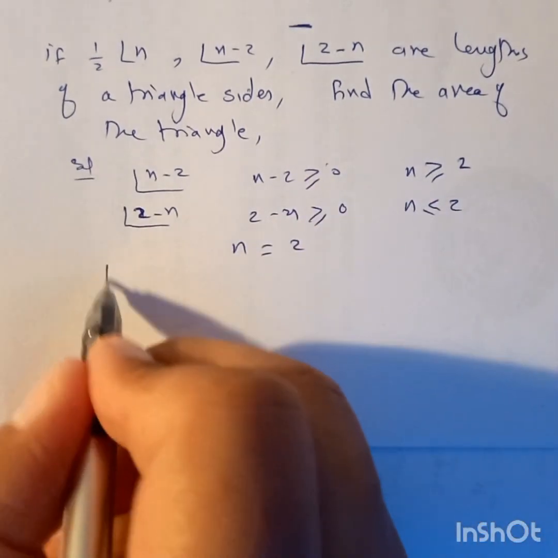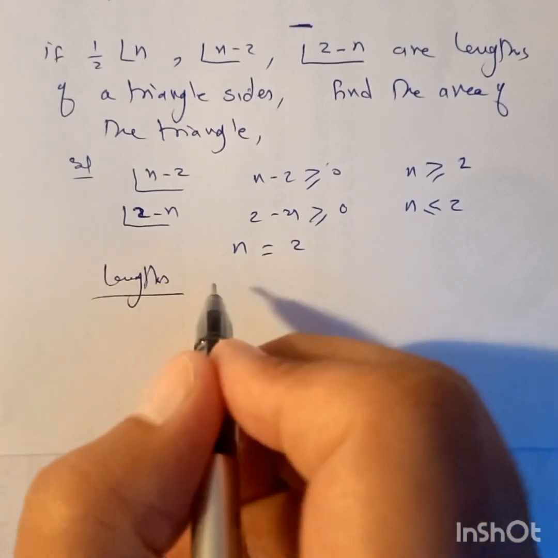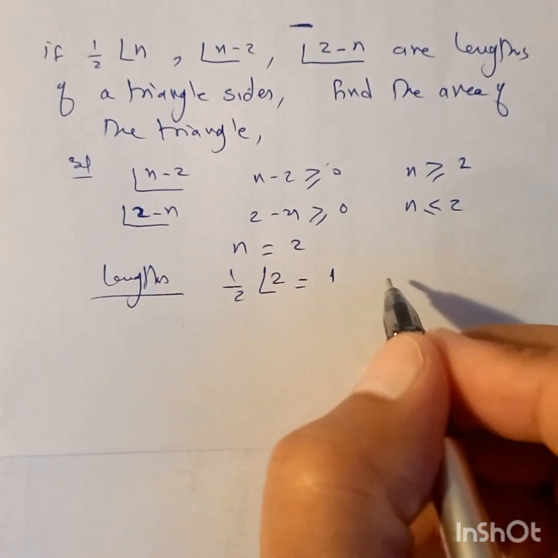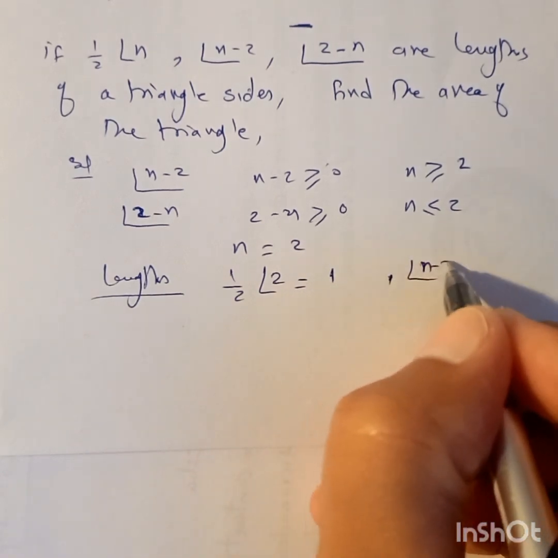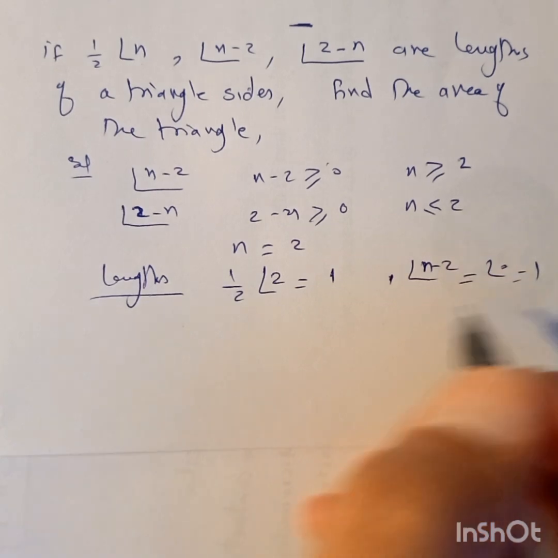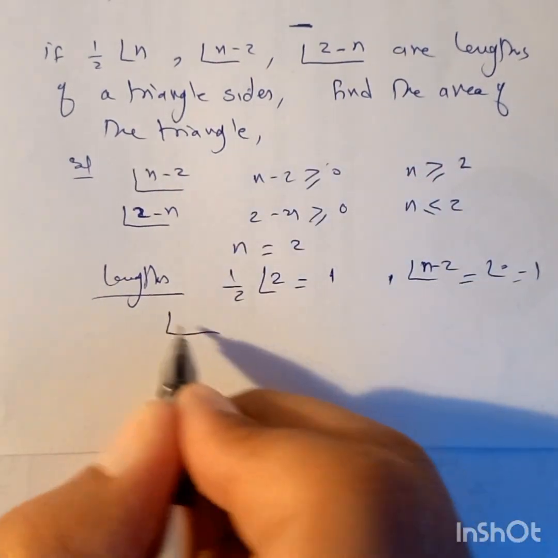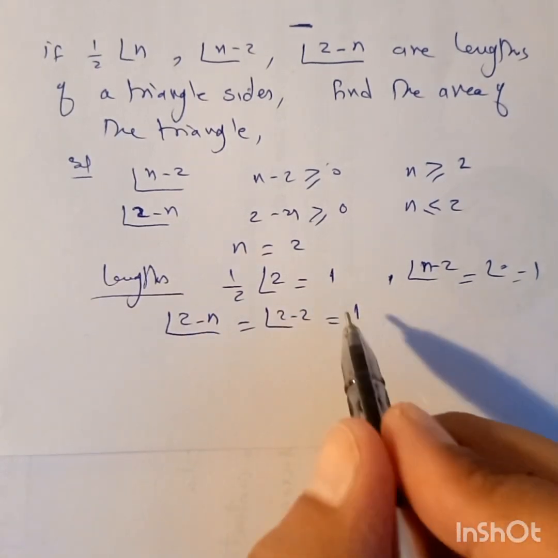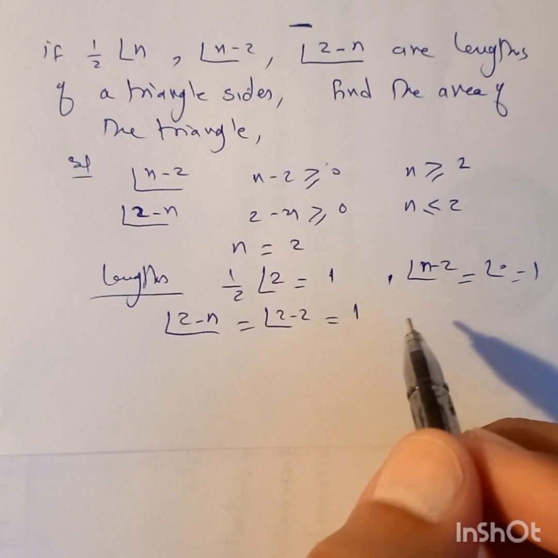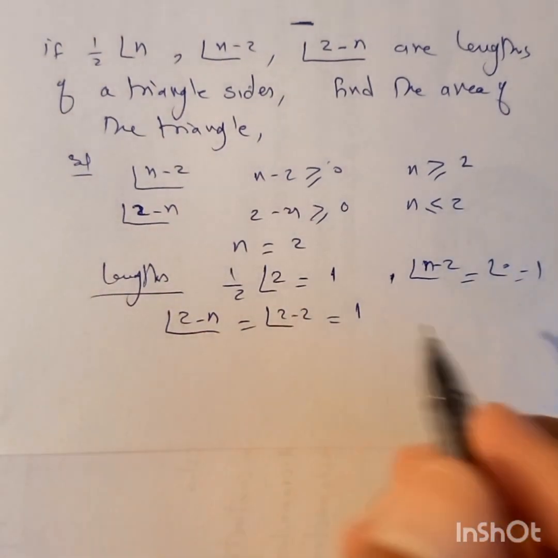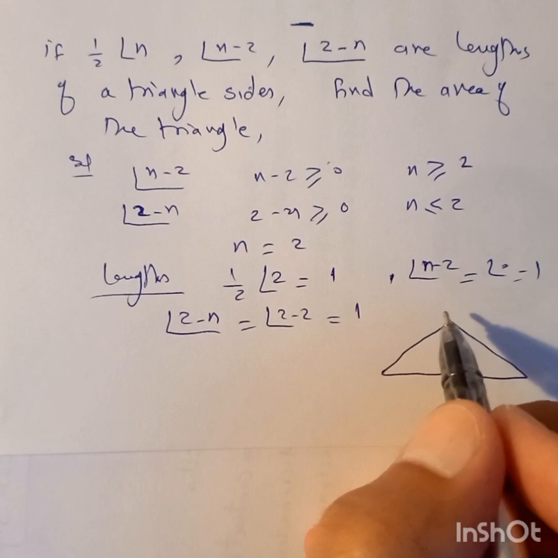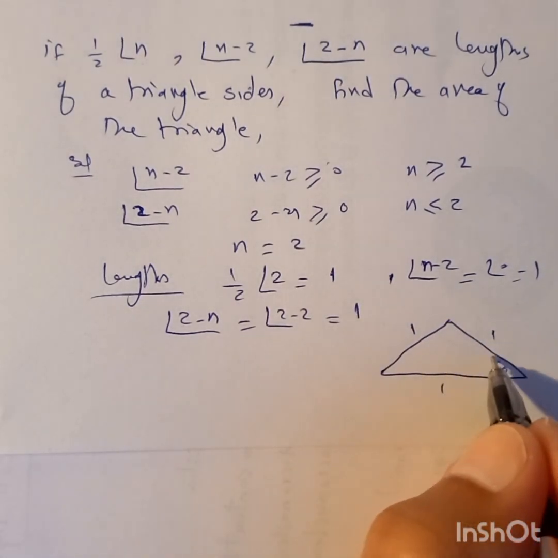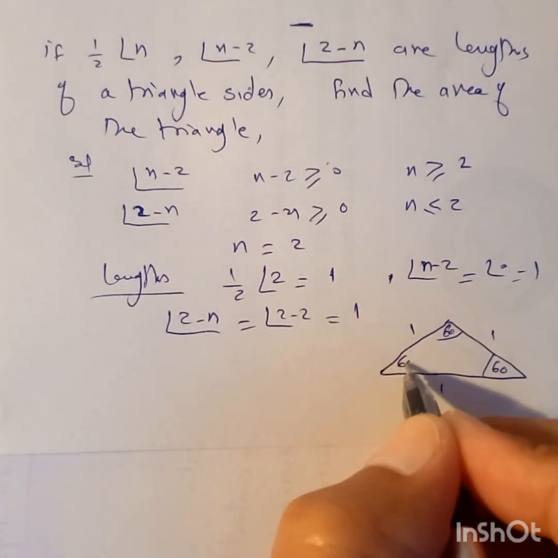Then we have the lengths of these sides. We have factorial of 2 equals 2. And we have factorial of n minus 2 equals factorial of 0 equals 1. We have the third length, factorial of 2 minus n, then factorial of 2 minus 2 equals 1 as well. Then the three sides are equal, so we have an equilateral triangle. For example, this triangle: the side length is 1 for this one and this one, and this angle is 60 and this 60 and this 60 as well.